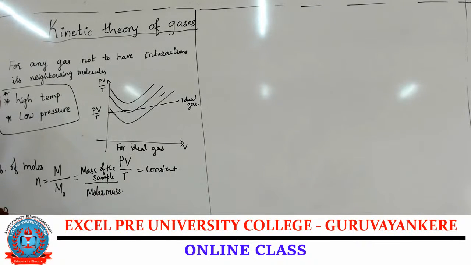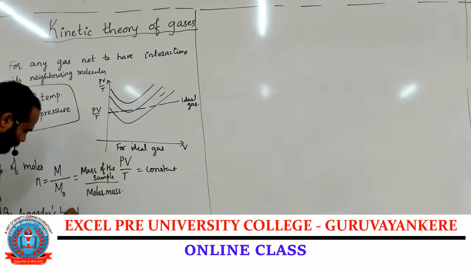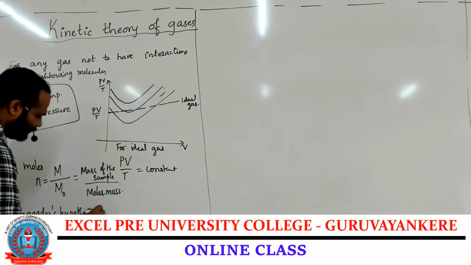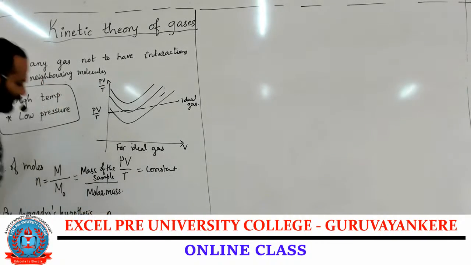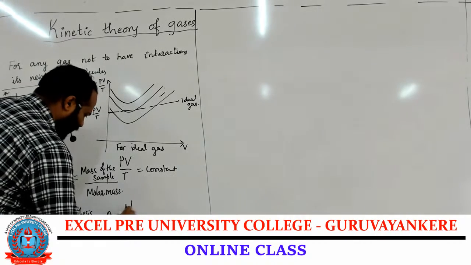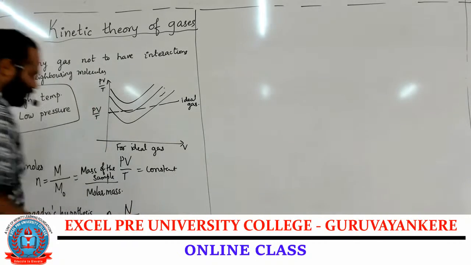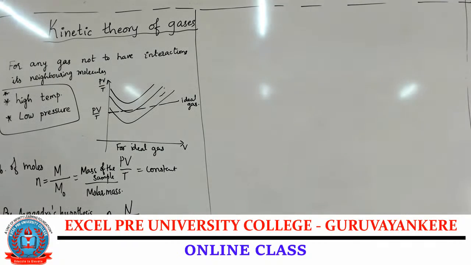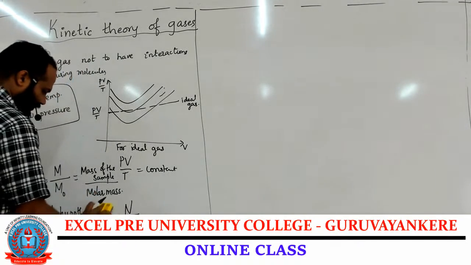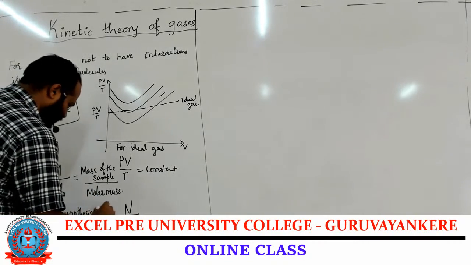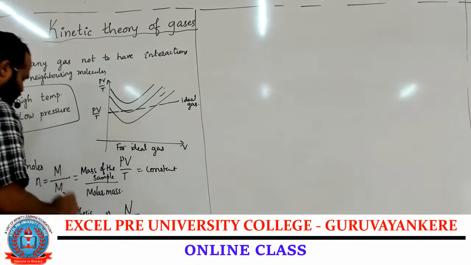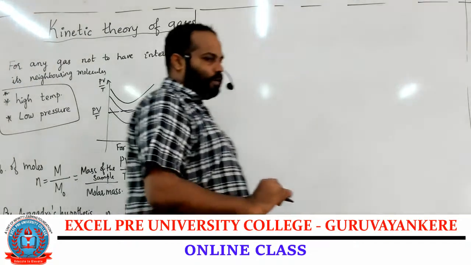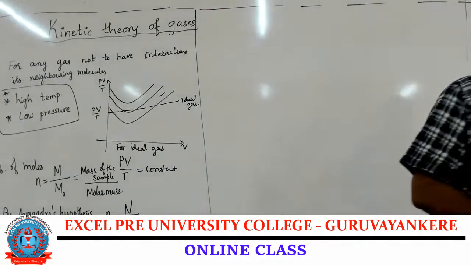Also, by Avogadro's hypothesis, the number of moles N will be the number of atoms or molecules divided by Avogadro's number. So these are some of the points of Avogadro's hypothesis. You can get the number of moles using this.